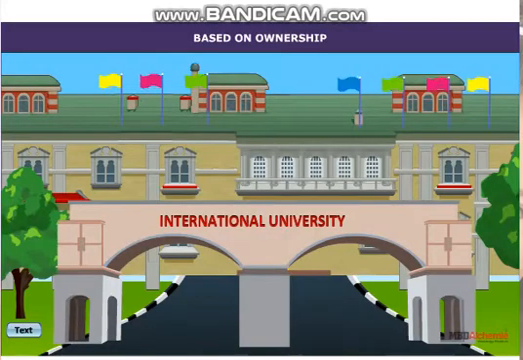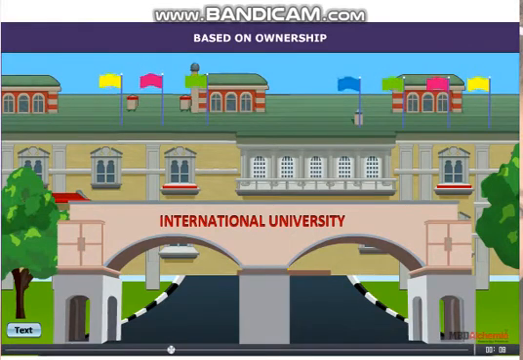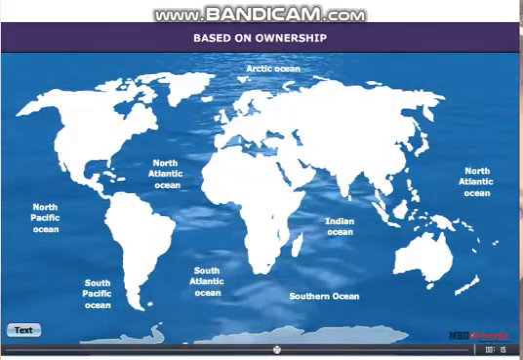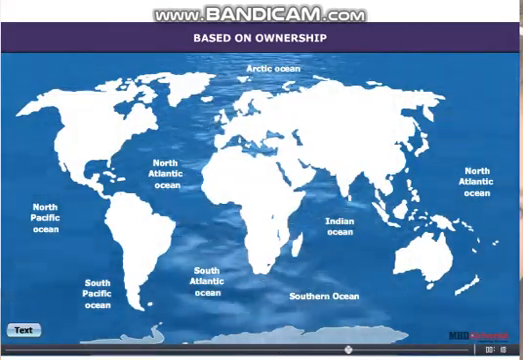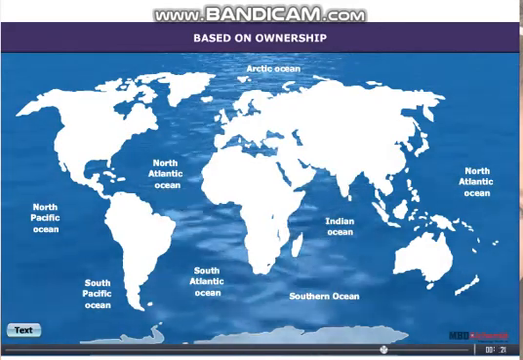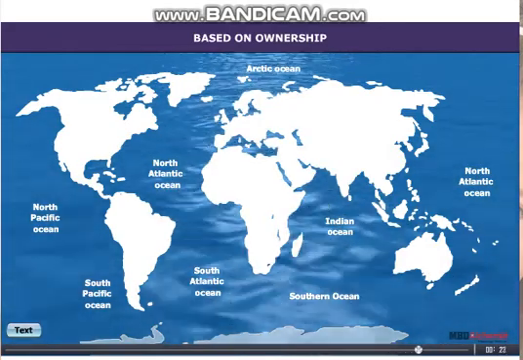Based on ownership. International resources. These resources are owned by international institutions like the United Nations or other regional international organizations. Beyond the territorial waters, as stated earlier, oceans are often treated as open. These oceanic resources beyond exclusive economic zones belong to many nations.